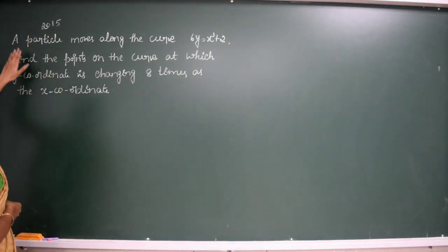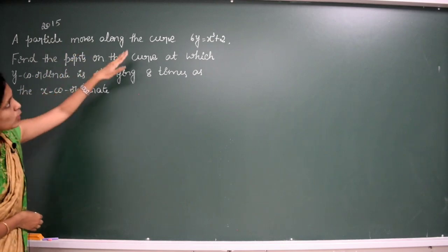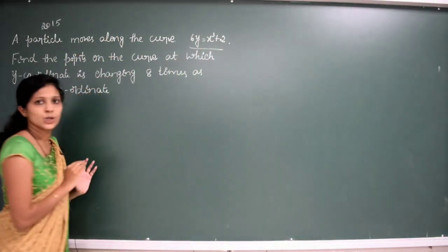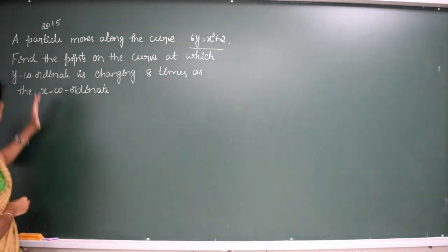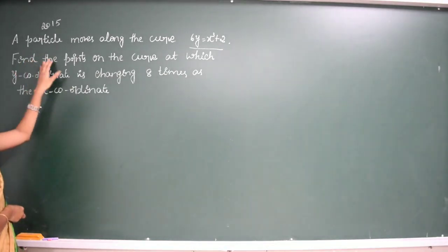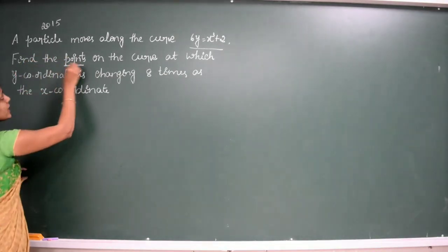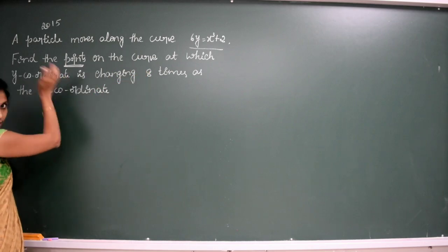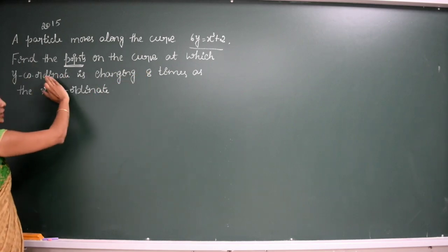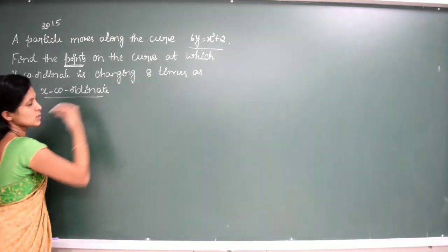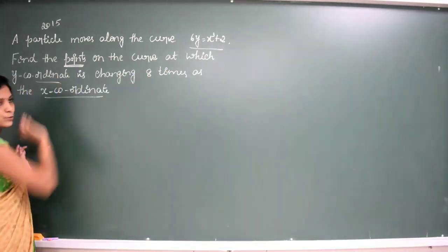We read the question. A particle moves along the curve. The curve is given by the equation 6y = x cube plus 2. This particle moves along that curve. You have to find the points on the curve at which the y coordinate is changing 8 times as fast as the x coordinate. One more thing is given. Okay, we have to find the points.